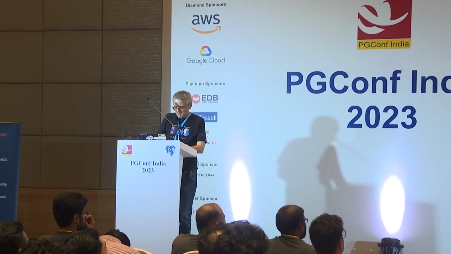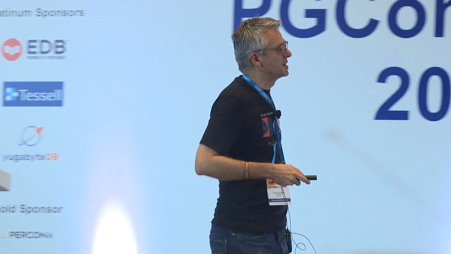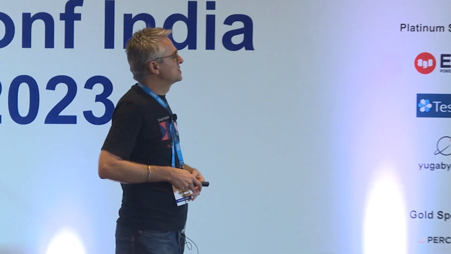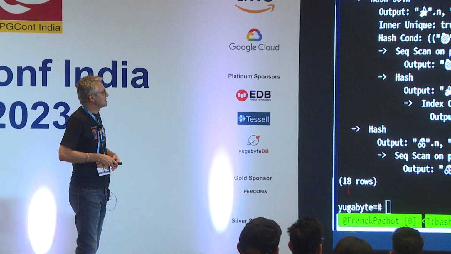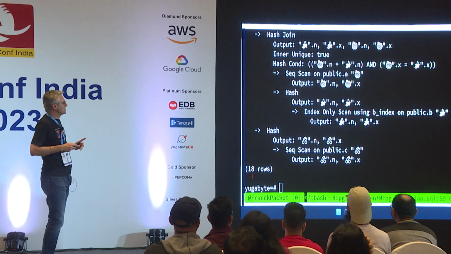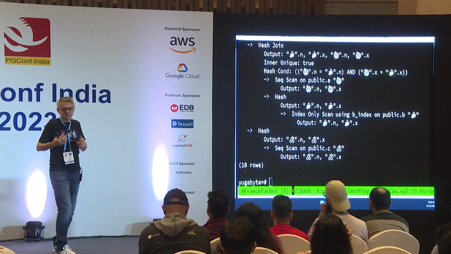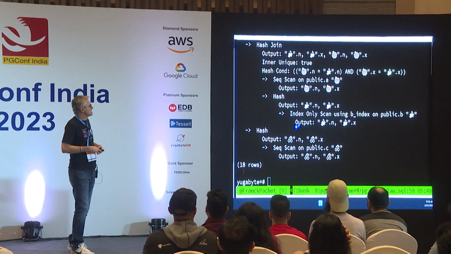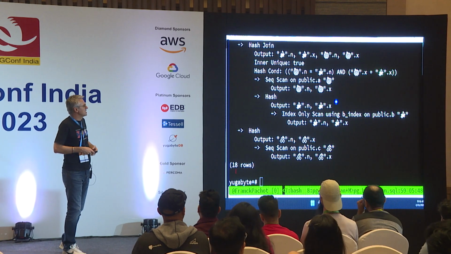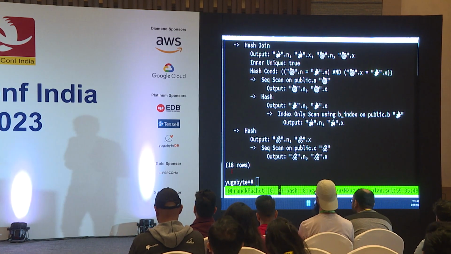If I add verbose to the explain here, it is more verbose, and it says which columns are taken in the output. So if you see an index scan only and want an index scan with the output, you know exactly what you have to put there. Here, because the output is n and x, and I have both in the index, it can be an index-only scan.